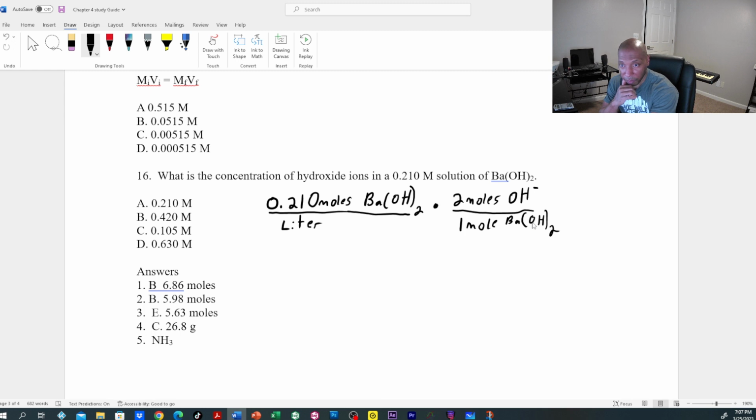Okay, so where did the 2 come from? This 2 came from the fact that I have 2 hydroxides for every barium hydroxide formula unit. Where did the 1 come from? The 1 came from the fact that I have 2 hydroxides for every 1 barium hydroxide formula unit. Okay, so that's that ratio. So all I have to do is multiply 2 times 0.210, and of course, let's see, what do I get? 0.2 times 2 is 4, and 1 times 2 is 2, so it's going to be 0.420 moles per liter of hydroxide.